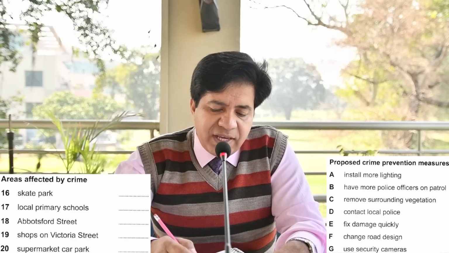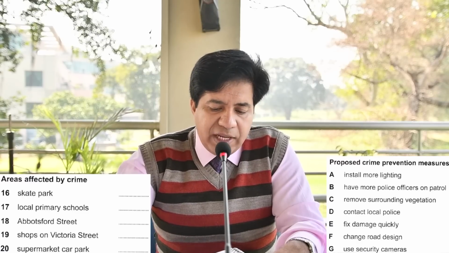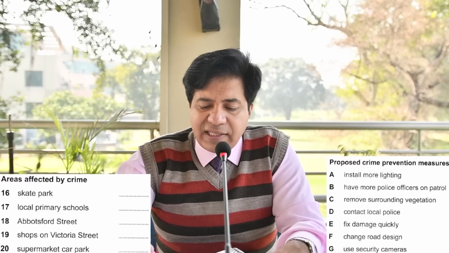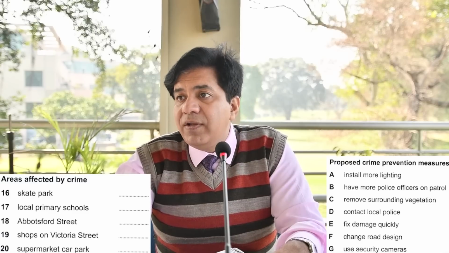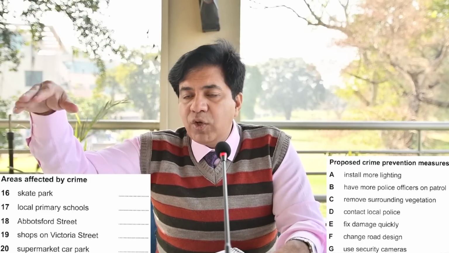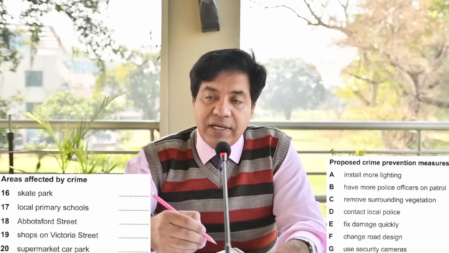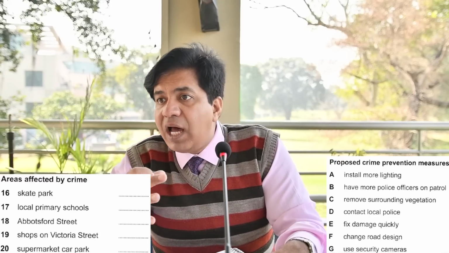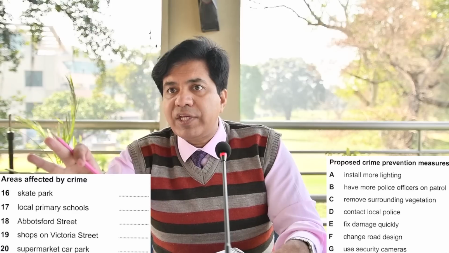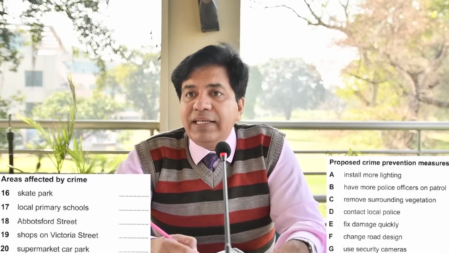Option E, fix damage quickly. For that, they might use the words get the smashed lights repaired. For example, they say some thieves have broken the lights, so we are going to get them repaired. Get them repaired means fix damage quickly. Ki jo nuksaan hua hai usko fauri taur pe poora kiya jaye. It's that.